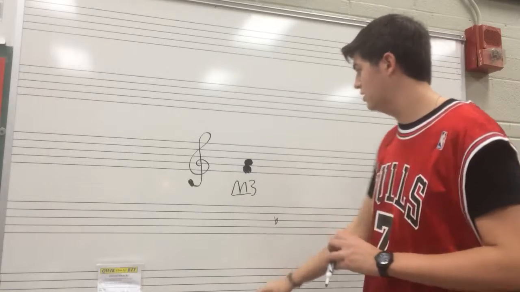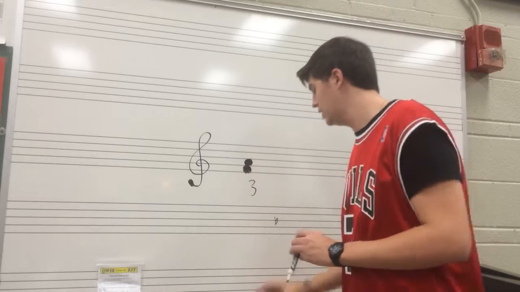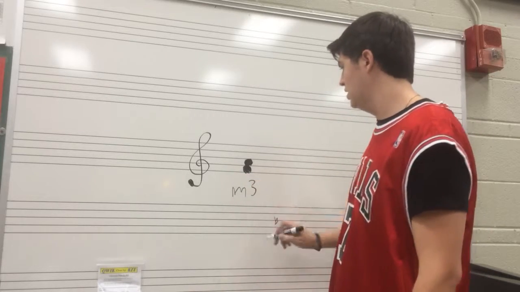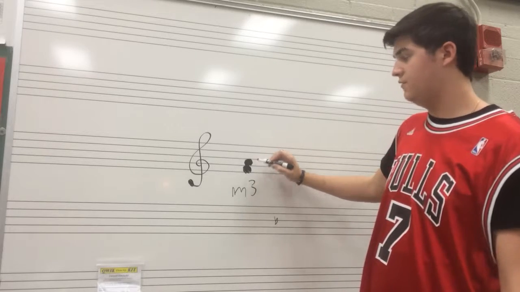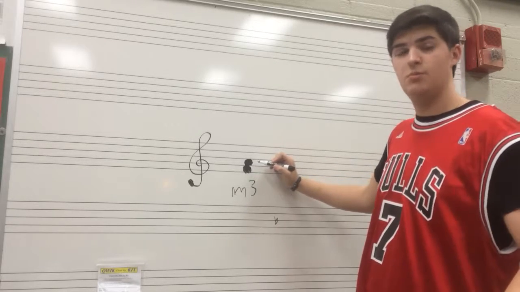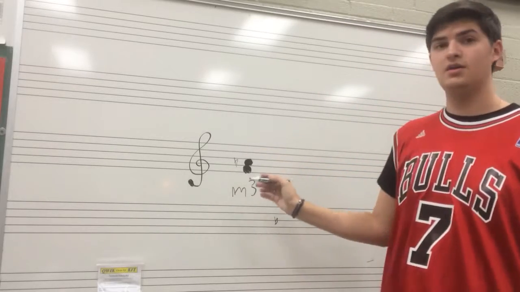Now if it were a minor third instead, you would still go up to the A, but since in the key of F, A is natural, that would be major. So you have to make A flat, and then you got a minor third.